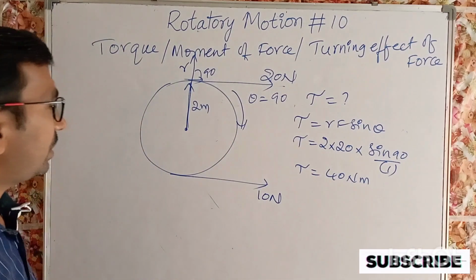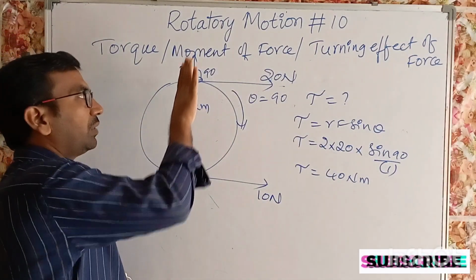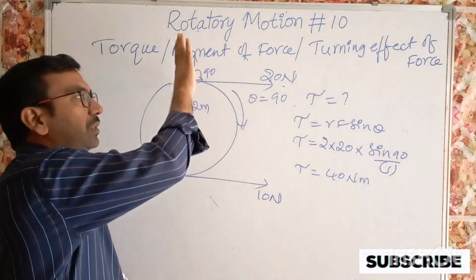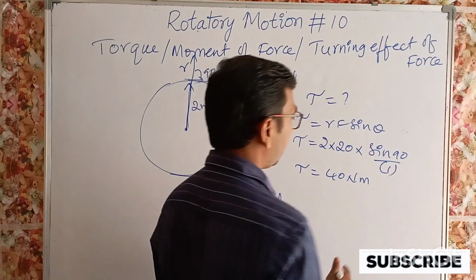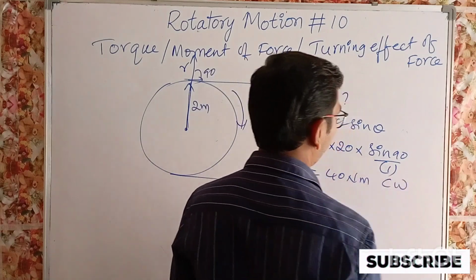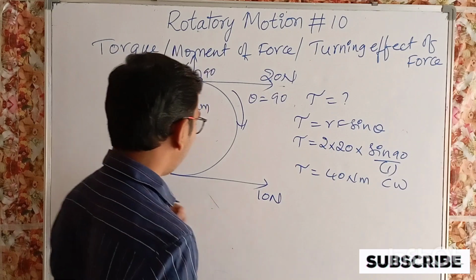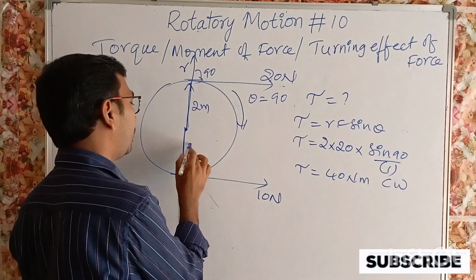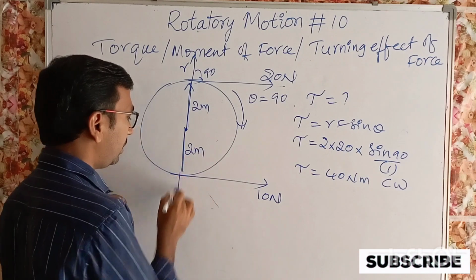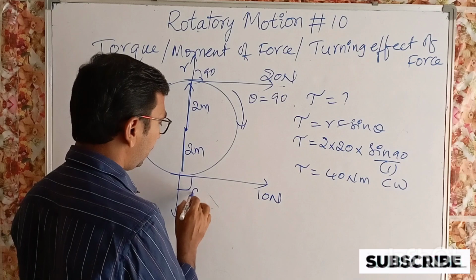40 newton meters. Clockwise sense or anti-clockwise sense? Along the radius vector you place the fingers and curl towards the force. So this is clockwise sense, I will write CW. So what about the 10 newton force? Here this is also a radius of 2 meters. This is the radius vector, and the angle between this radius vector and the force is 90 degrees.